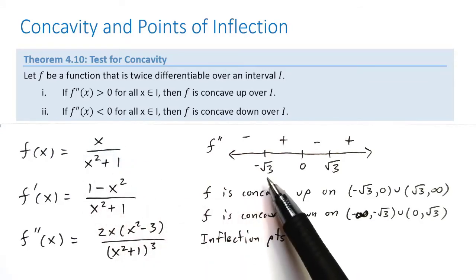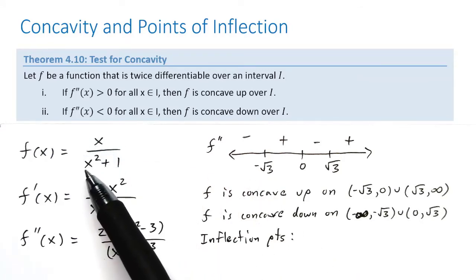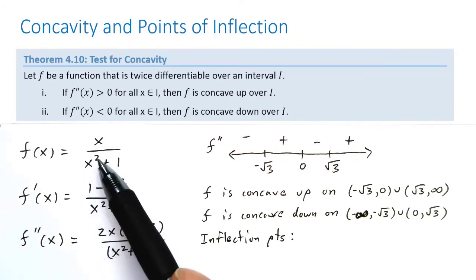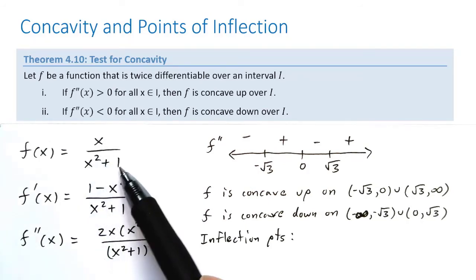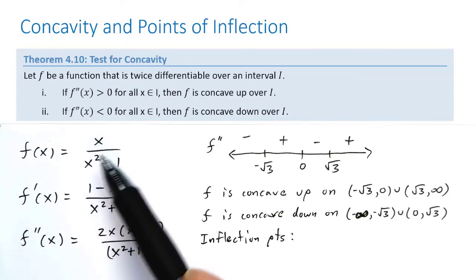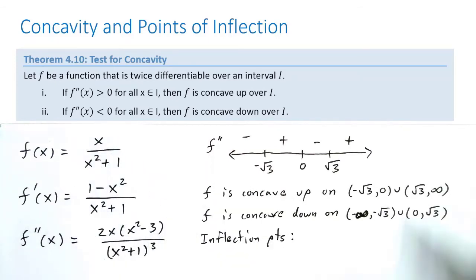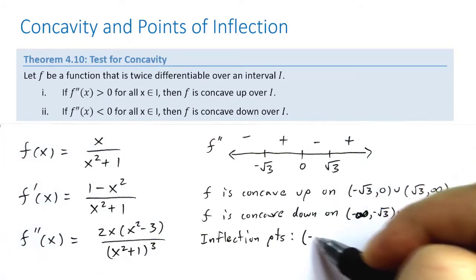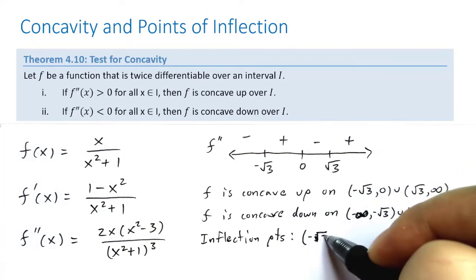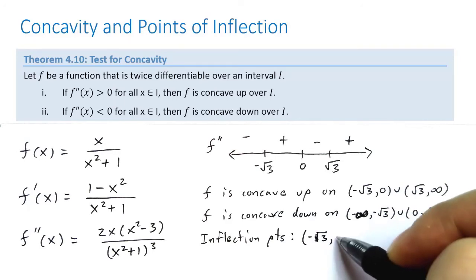All right, well, if I plug in negative root 3, let's do the denominator first. Root 3 squared is 3, plus 1 is 4. So the denominator is 4. The numerator is negative root 3. So it's negative root 3 over 4. All right, so, negative root 3, comma, negative root 3 over 4.